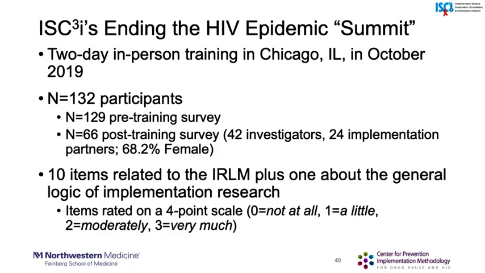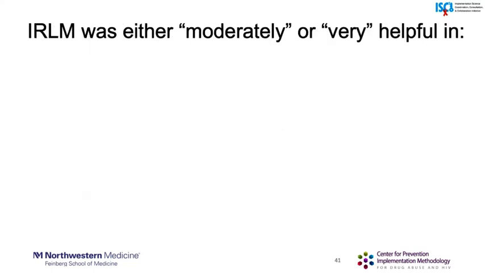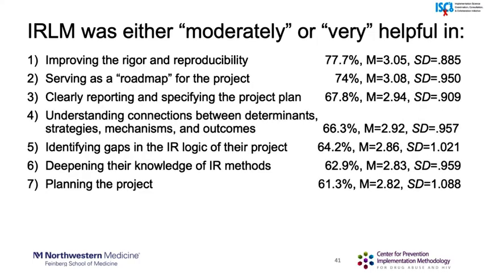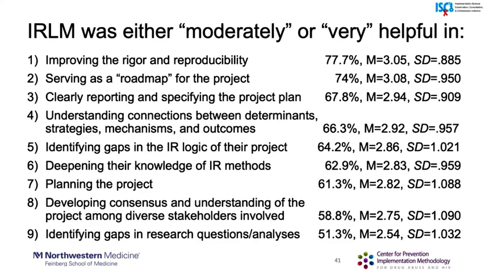There were 10 items on the post-training survey that were related to the IRLM, plus one about the general logic of implementation research, and these were generally rated on a 4-point scale of how helpful they were. So the IRLM was rated as either moderately or very helpful in a lot of categories. So you can see here, I'll just go ahead and put them all out and just note a few. So the top ones, I have them actually rank ordered.